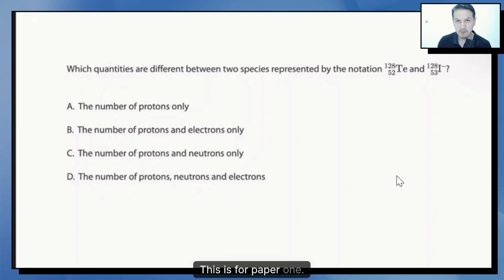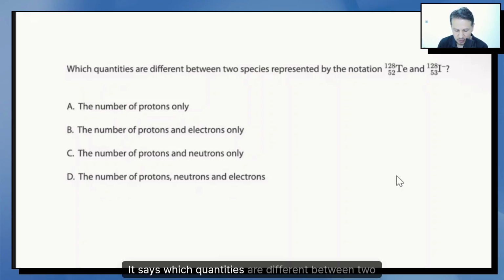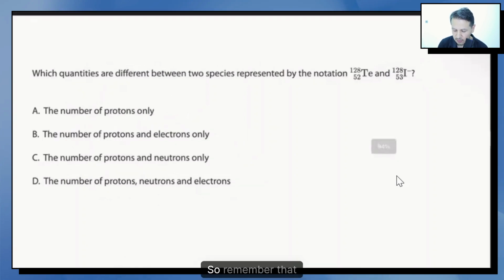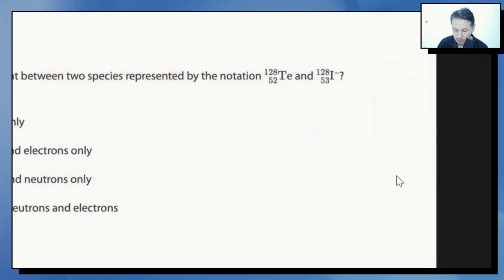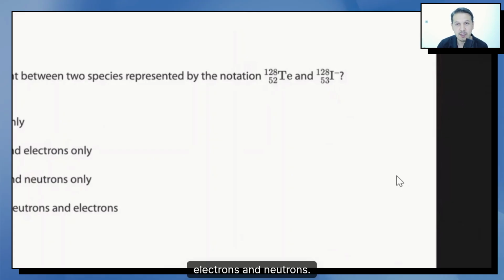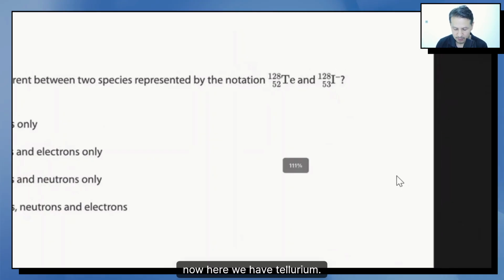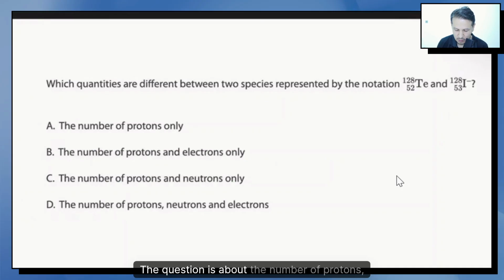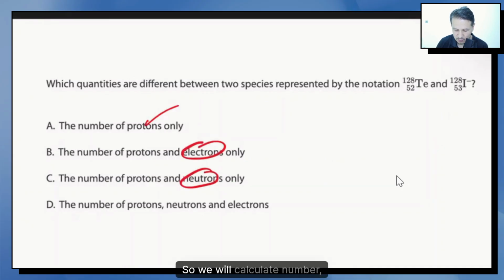Okay, here we have another past paper question from the IB. This is for paper 1. It says, which quantities are different between two species represented by the notation? So remember that this notation lets us know about the different quantity of protons, electrons, and neutrons. Now, here we have tellurium. The question is about the number of protons, the number of electrons, and the number of neutrons. So we will calculate the electrons and neutrons for them.